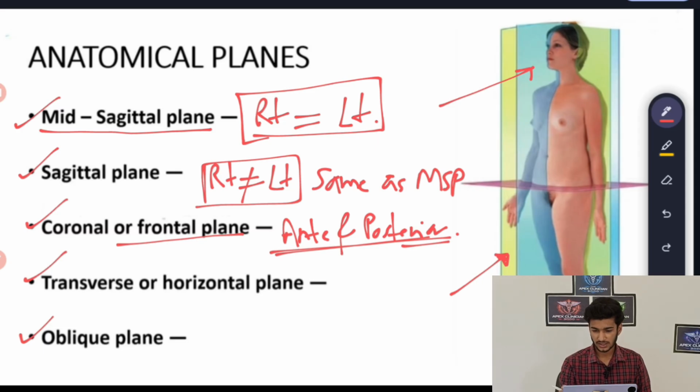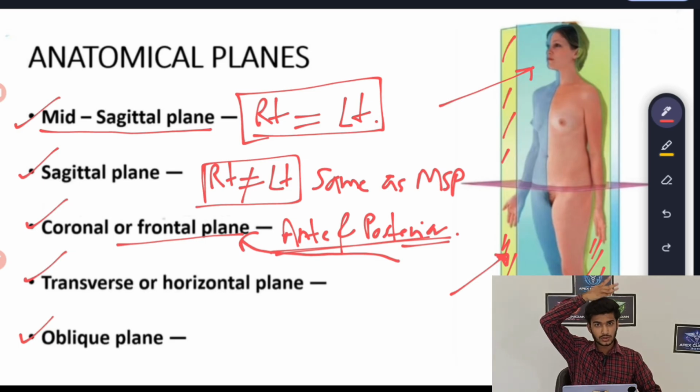You can appreciate the coronal plane in this image. This green plane is cutting the body into two halves, the front and the back. This is the coronal plane. You can see this plane I am showing you with my hand. This is the coronal plane. This is the sagittal plane. If I cut myself from the midline, it is the mid-sagittal plane.